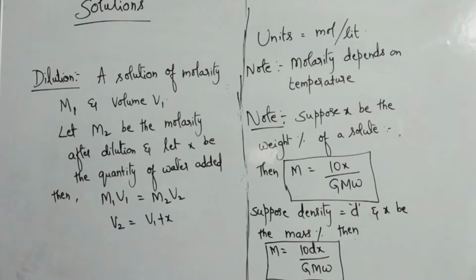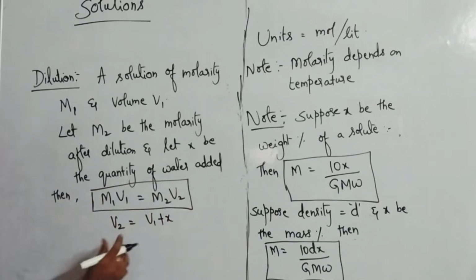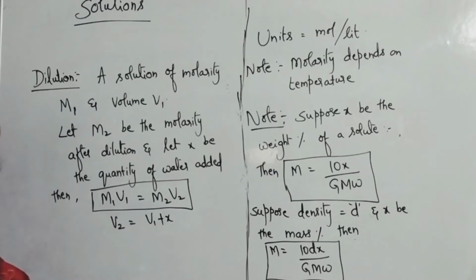ఓకే, సో M1 V1 ఈజ్ ఈక్వల్ టు M2 V2 అనే ఫార్ములాలో మనం V2 బదులు V1 ప్లస్ ఎక్స్ కూడా రాసుకోవచ్చు. ఓకే, దెన్ ఇదొక ఫార్ములా అనమాట, ఫార్ములా ఫర్ డైల్యూషన్. M1 V1 ఈజ్ ఈక్వల్ టు M2 V2 అండ్ V2 ఈజ్ ఈక్వల్ టు V1 ప్లస్ ఎక్స్. ఎక్స్ ఈజ్ ద క్వాంటిటీ ఆఫ్ వాటర్ దట్ ఈస్ యాడెడ్ వైల్ డైల్యూటింగ్.